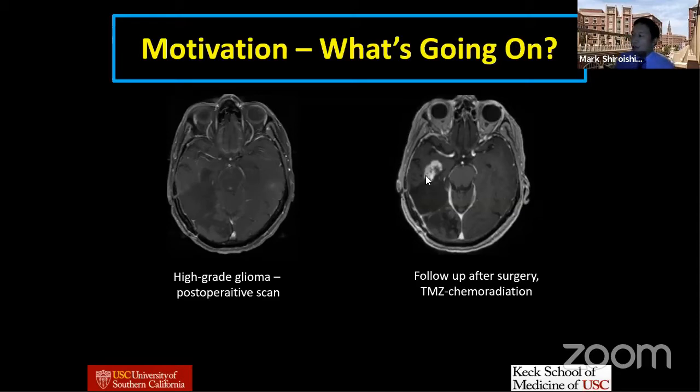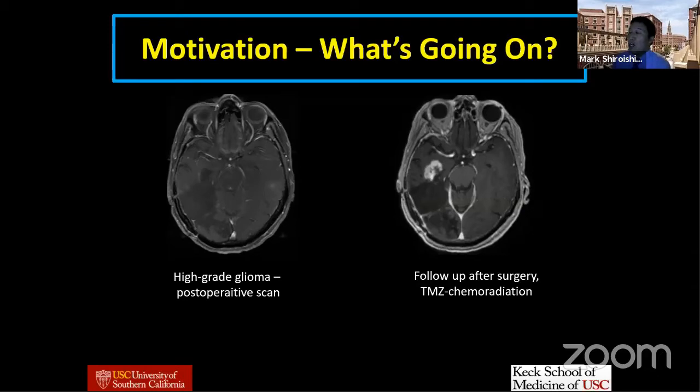But in many patients, after the chemo radiation, you find that you get these new enhancing lesions here. And the question is, what is that? How much of that is tumor? And how much of that is what we refer to as post-treatment radiation effect? You may also hear terms like pseudoprogression or radiation necrosis, just depending on how early in the time course after the radiation you're looking at these things.